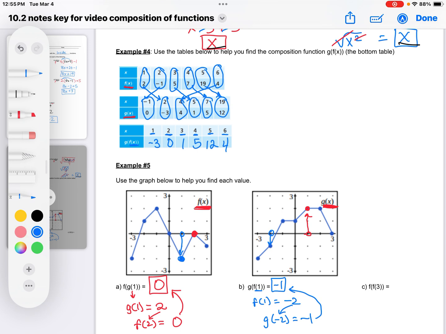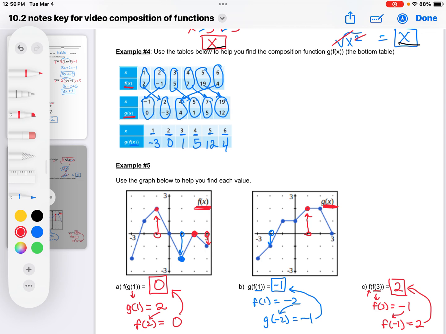Okay, last one here that I'll do, f of f of 3. So first I figure out the inside f of 3. So I go to my f table, look where x is 3, output is -1. Then I use that output to be my input for the also f function. So f of -1 gives me an output of 2. So then the answer to this problem is 2.